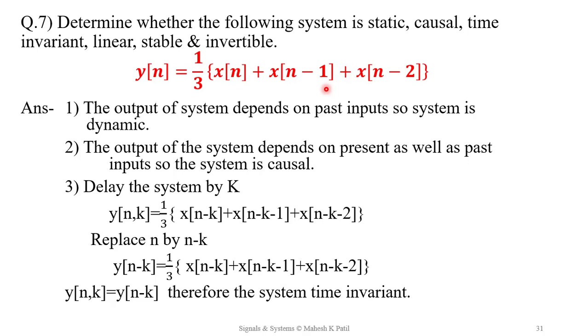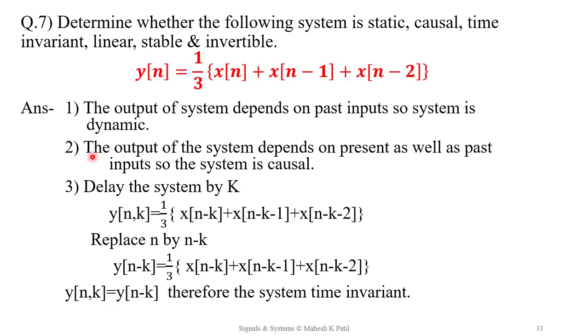Now by observing, we can say that the output of the system depends on the past inputs. So you can observe here n minus 1, n minus 2. So the system is a dynamic system. So it is not a static system.